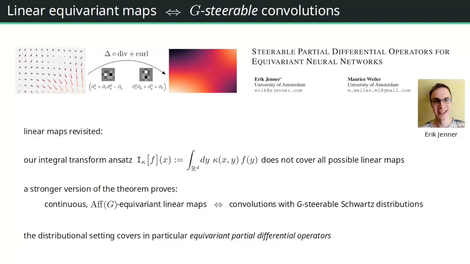And we get stuff like the divergence or curl out, which is exactly what you have in physics, since physics is, of course, also equivariant. So he worked on these steerable PDOs. And then to solve that constraint, he found at some point that you can generalize it further. And he also has a theory on Schwartz distributions, which you find in the same paper.